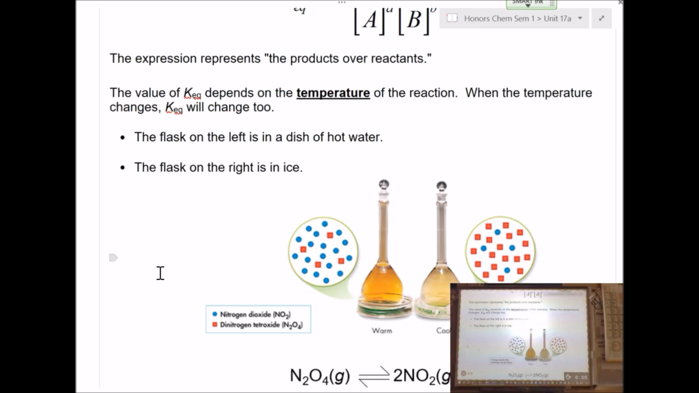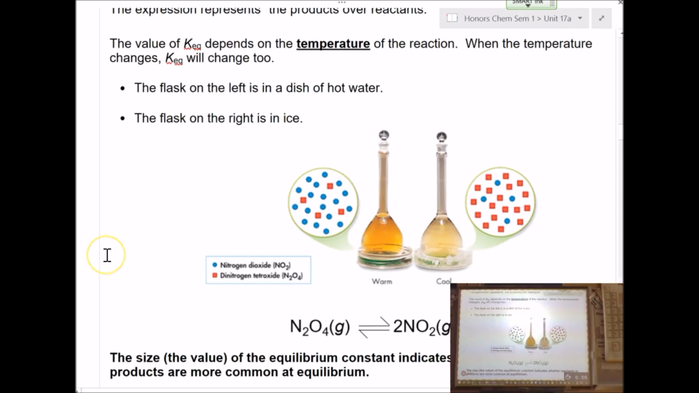And here's a nice little representation showing that if I have dinitrogen tetraoxide making 2 moles of nitrogen dioxide, when the temperature changes, so here I've got warm, here I've got cold, the reaction has shifted. And then when it's warm, we actually have more nitrogen dioxide than we do dinitrogen tetroxide. Okay, so it looks a little darker. And then as we form more and more of the dinitrogen tetroxide, it gets less brown, so to speak.